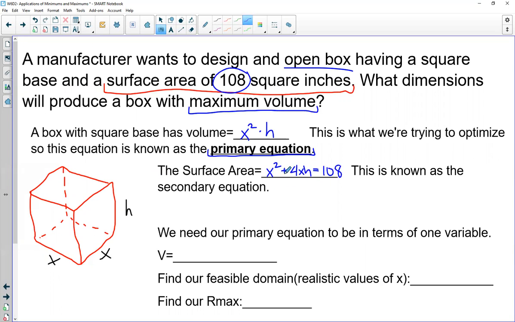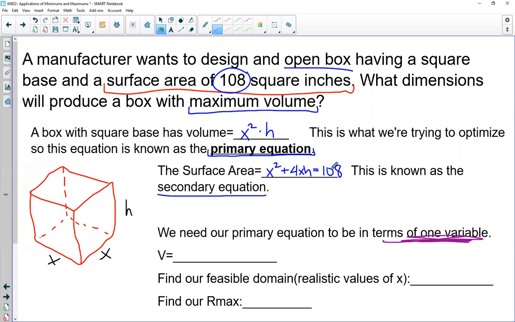Now, we are not trying to optimize our surface area. It is a restriction for our volume. So since it's a restriction, this is going to be known as a secondary equation. Secondary equations are what we're going to use to be able to get our primary equation in terms of one variable. Okay, we're essentially trying to turn this primary equation into terms of one variable, and we're going to manipulate our restriction or our secondary equation to do so.